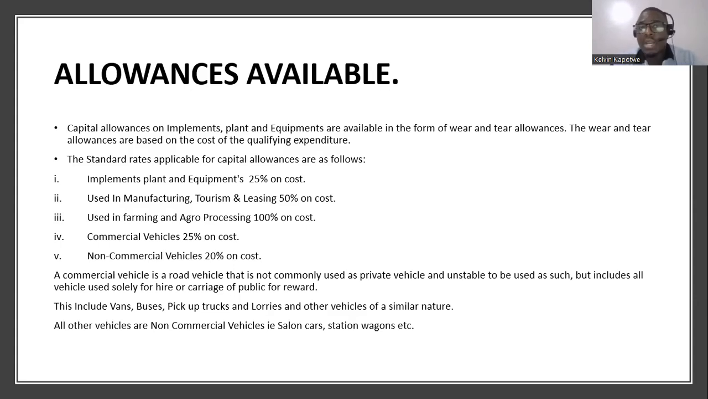So we are going to look at those types of capital allowances, and then we are going to understand which one is the qualifying amount and which one is not the qualifying amount. All right. But with that said, let me just run you through. So the standard rates applicable for capital allowances are as follows.